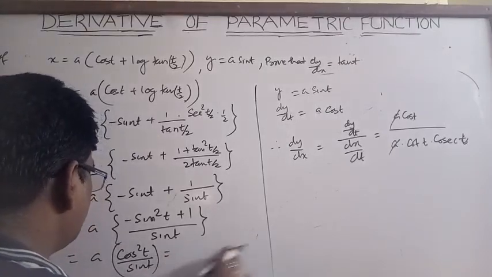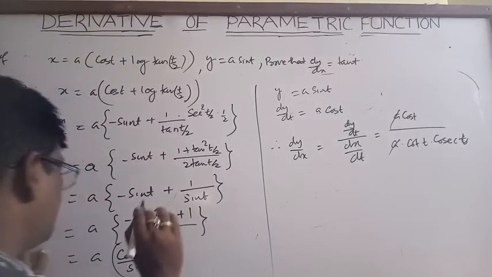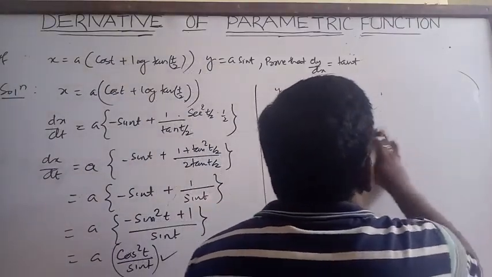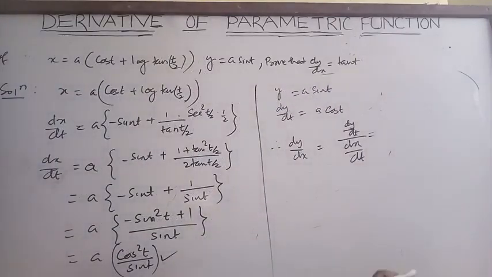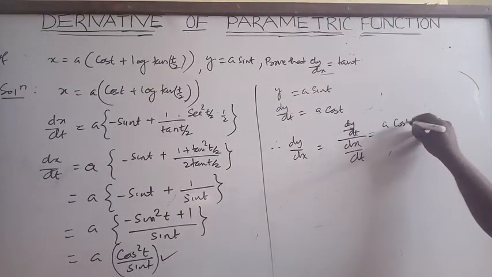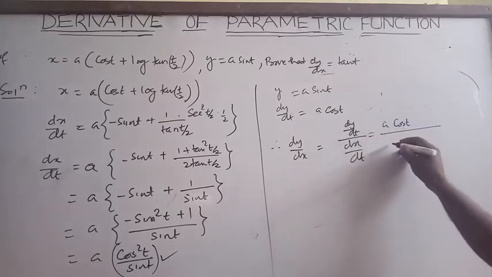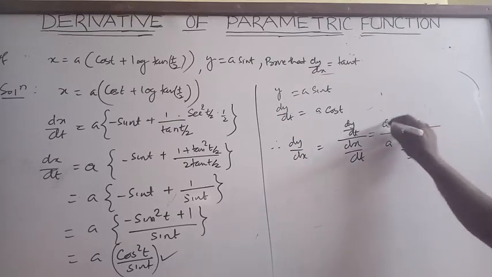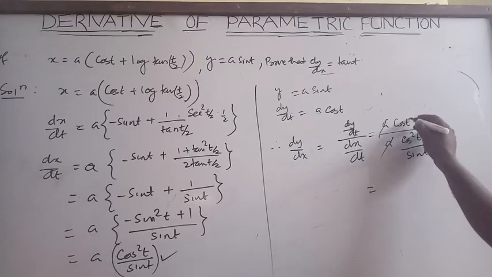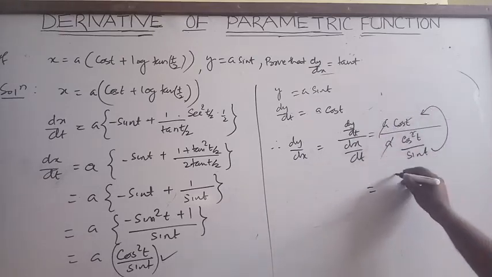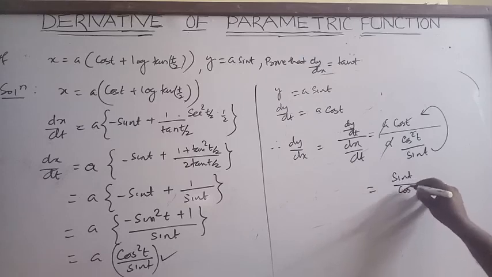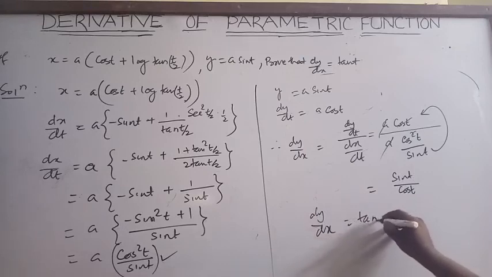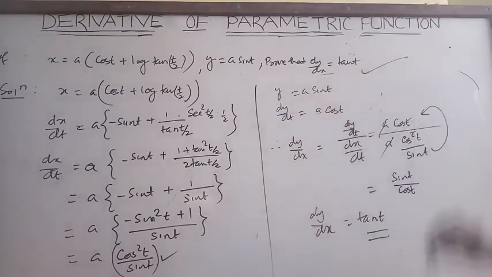So dy by dt is a cos t, divided by dx by dt, which is a into cos square t divided by sin t. So a cancels, cos cancels here, and sin t comes up, with cos t remaining below. So dy by dx is equal to tan t, which is proved. Dy by dx equal to tan t.